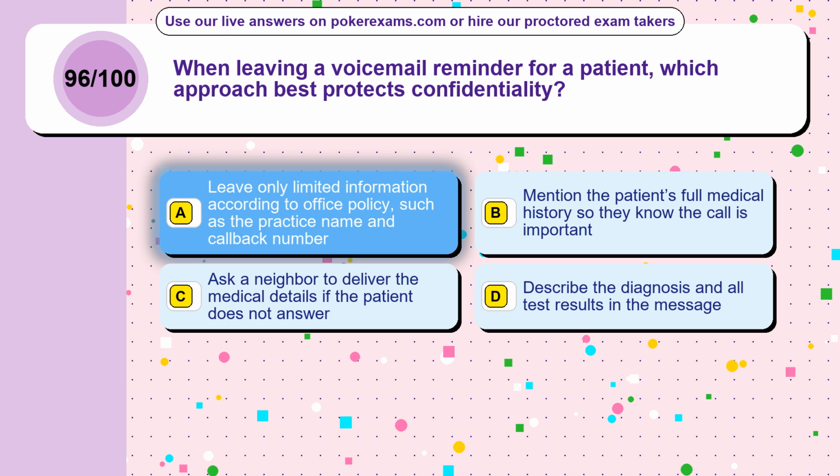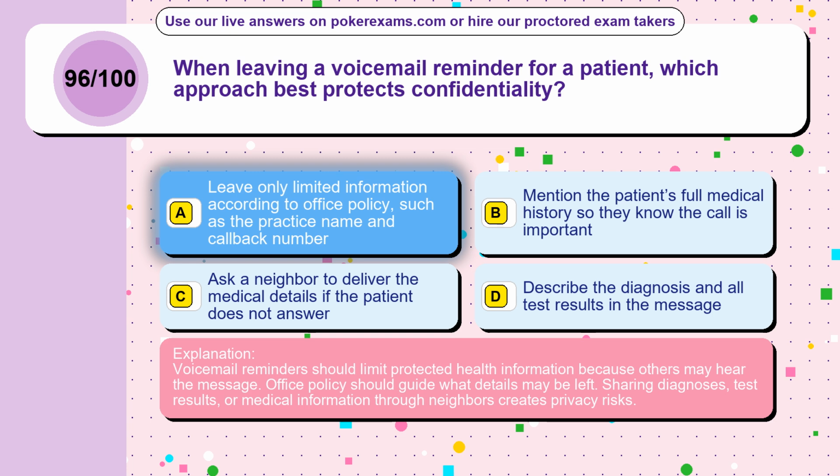The correct answer is option A. Leave only limited information according to office policy, such as the practice name and callback number. Voicemail reminders should limit protected health information because others may hear the message. Office policy should guide what details may be left. Sharing diagnoses, test results, or medical information through neighbors creates privacy risks.